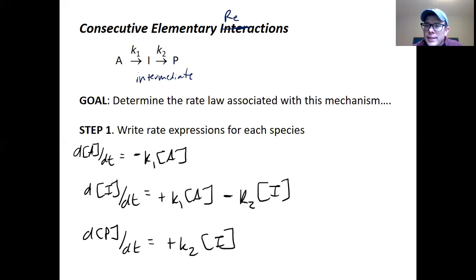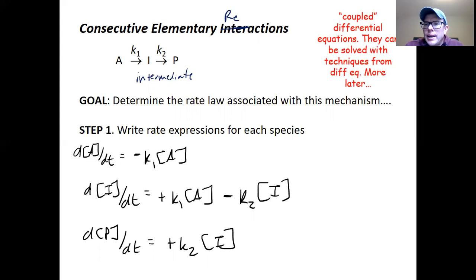Now we need to solve these. We need to integrate these, and it's a complicated problem. These are called coupled differential equations. This one we can actually solve. This is an integrated rate law problem: A equals A0 e to the minus K1t. But these other ones are hard, right?